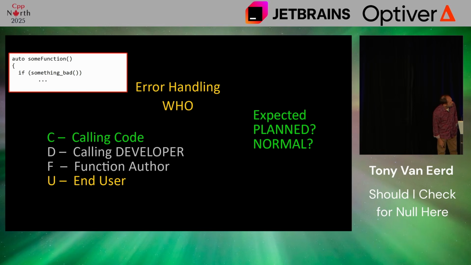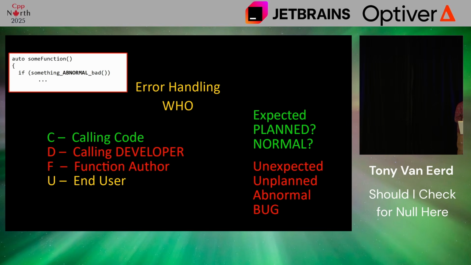So for expected stuff, you want to tell the calling code, because it expects it to happen. Expected errors. Unexpected stuff, you want to tell a developer. And in all cases, you want to tell the end user.